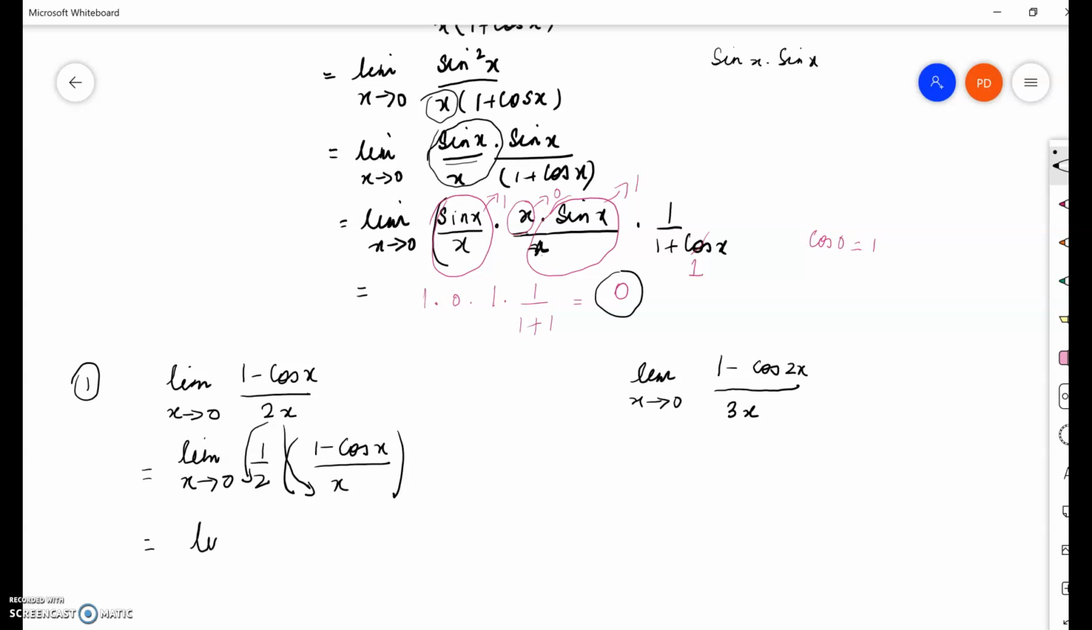I'm rearranging terms so I can use the theorem that I have discussed above. So we have limit as x approaches 0 of half times limit as x approaches 0 of 1 minus cosine of x over x. Now limit of a constant is the same thing, which is half times limit of 1 minus cosine of x over x as x approaches 0. So this is equal to 0.